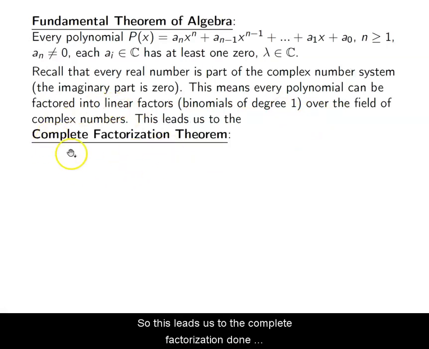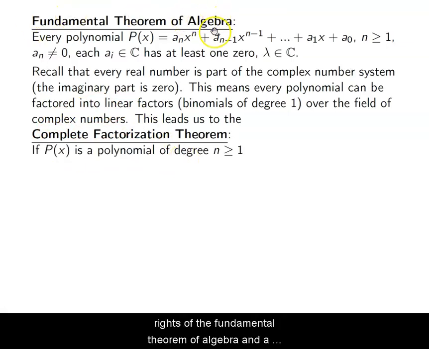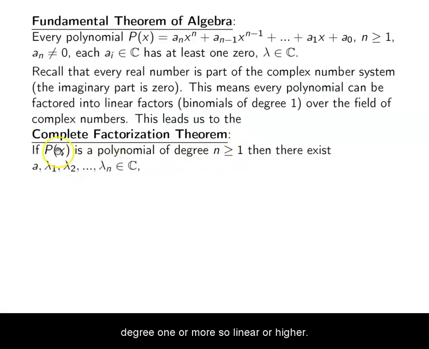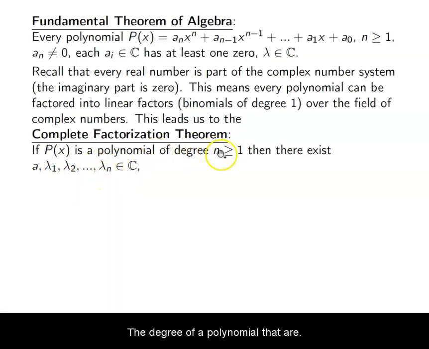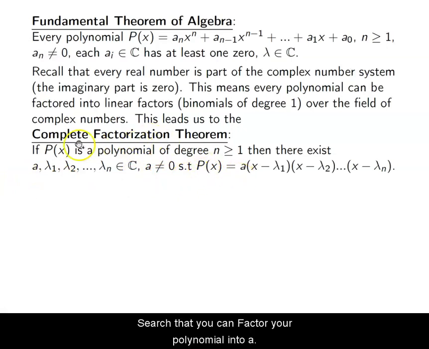So this leads us to the complete factorization theorem, right? So the fundamental theorem of algebra and the complete factorization theorem go really well together. So again, if p of x is a polynomial of degree 1 or more, so linear or higher, then there exists a lambda 1, a lambda 2, so forth up to lambda n, right? So up to the degree of our polynomial, that are complex values. A here cannot be 0, okay, such that you can factor your polynomial into a, again, that's why it can't be 0, times x minus one of your zeros, x minus the other zero, all the way up to all of its zeros.